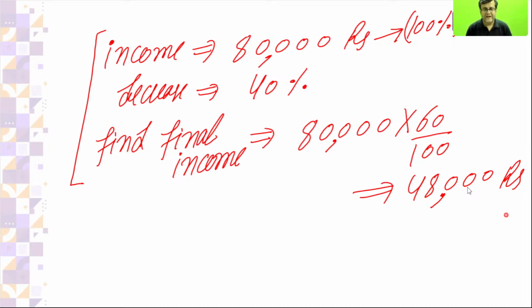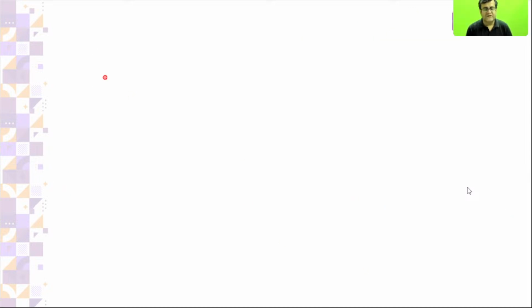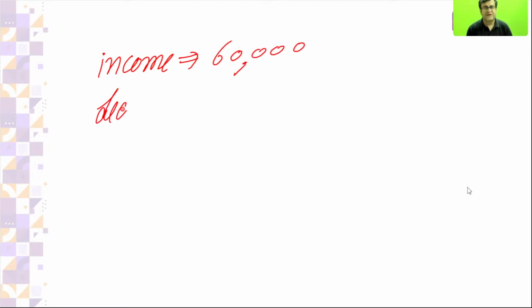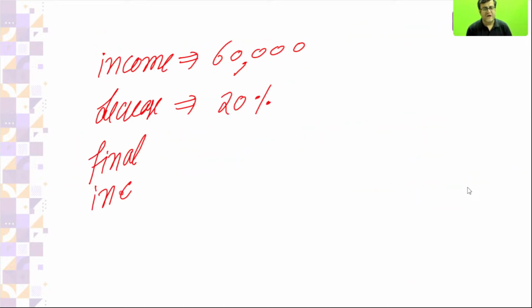Okay, beta. So take one more example. Now at least try to give me the right answer. Income is 60,000 rupees. Income decreases by 20%. Now tell me the final income. Just one single step you should take. An answer should be in your mind.